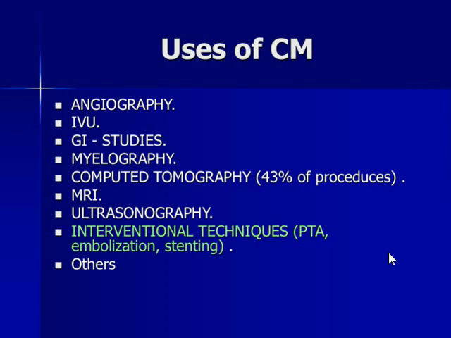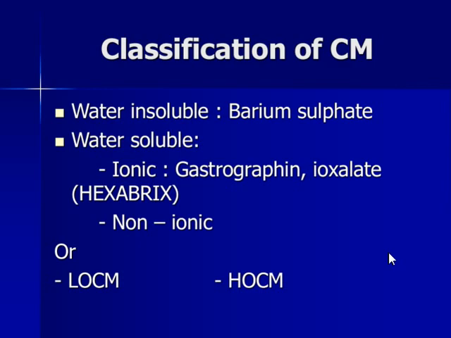So the contrast media are classified into mainly two different categories, either water insoluble like barium sulphate, or water soluble. The water soluble are also classified into two different categories, ionic and non-ionic. Ionic, like, for example, Gastrografin, and non-ionic, or we can classify it into low osmolar contrast medium and high osmolar contrast medium, LOCM and HOCM. Keep in mind that the ionic contrast media, including Gastrografin, are very old. They are not used now, or very infrequently. While the high osmolar contrast media are also very infrequently used now. Most of the time we use the low osmolar contrast medium.